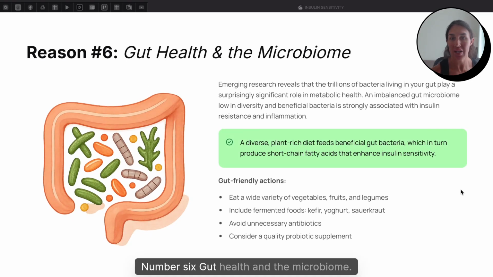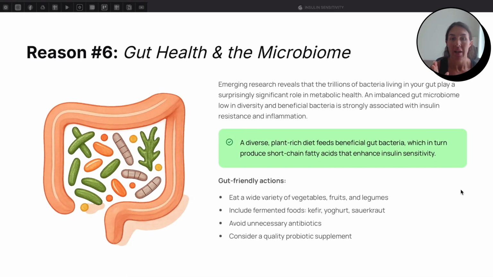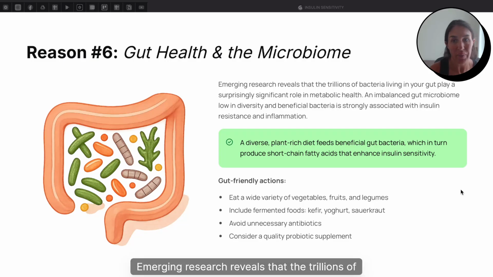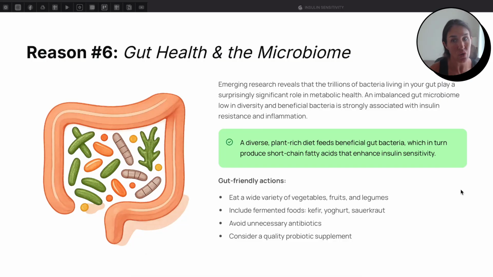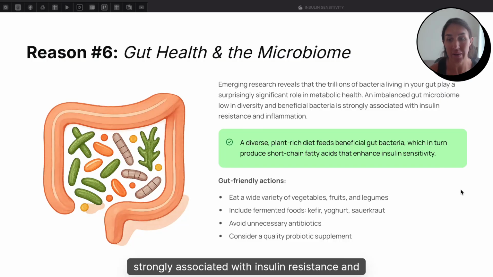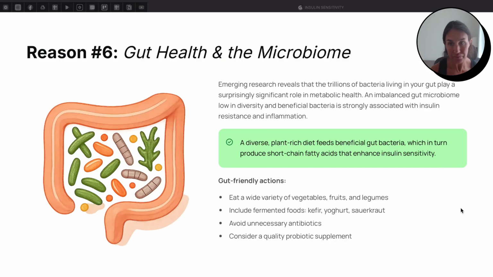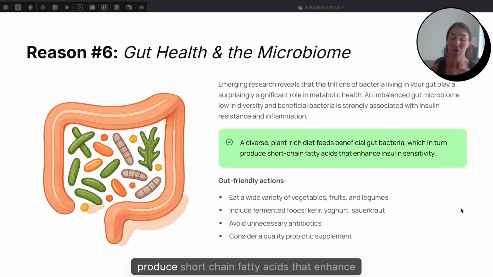Number 6, gut health and the microbiome. Emerging research reveals that the trillions of bacteria living in your gut play a surprisingly significant role in metabolic health. An imbalanced gut microbiome, low in diversity and beneficial bacteria, is strongly associated with insulin resistance and inflammation. A diverse, plant-rich diet feeds beneficial gut bacteria, which in turn produce short-chain fatty acids that enhance insulin sensitivity.